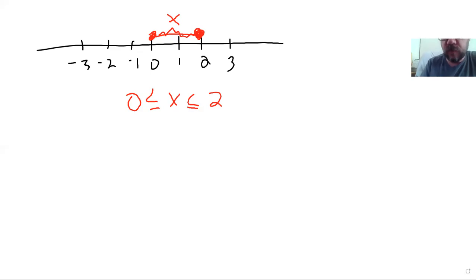If I wanted to do it differently, let's say I wanted -3 to -1, but not include the endpoints, then I would do a little open circle to indicate that I don't want to include them. I'll call this one y, and I'll say that y is between -3 and -1. So that's two different areas on the number line that I wanted to describe.